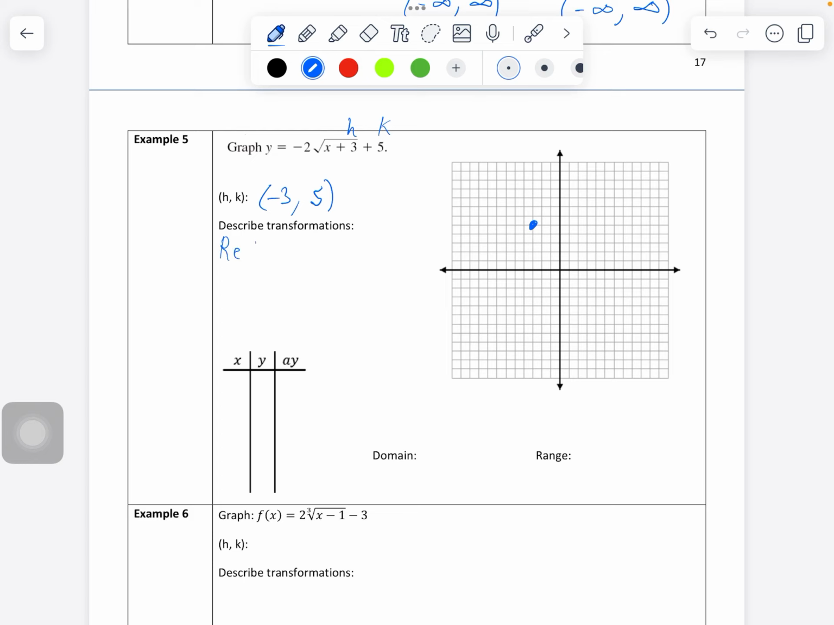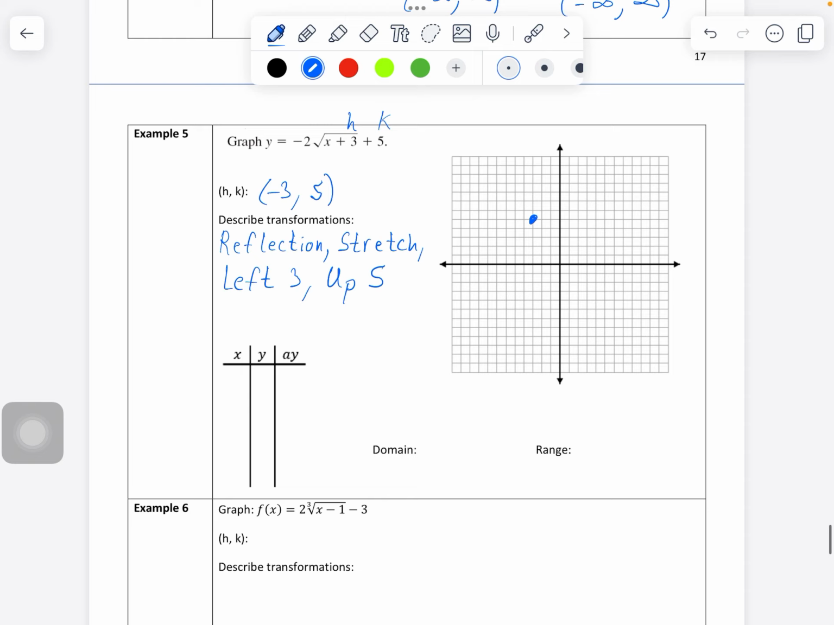Transformations, it is a reflection. It's also a stretch. And then it is to the left 3 and up 5. Okay, back to square root. So we're 0, 1, 4, 9, 0, 1, 2, 3. We have a negative value here, so it's 0, negative 2, negative 4, and negative 6 this time. So I'm going to cross those out.